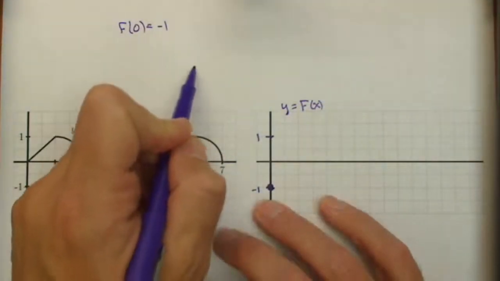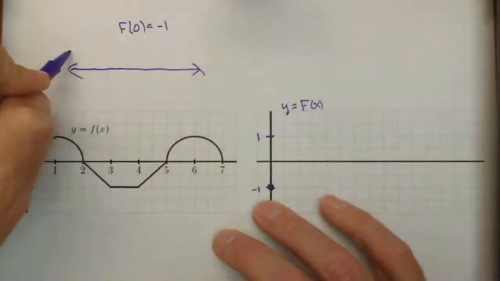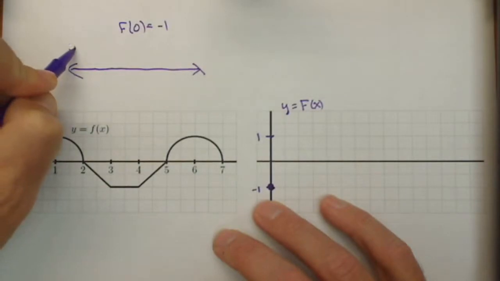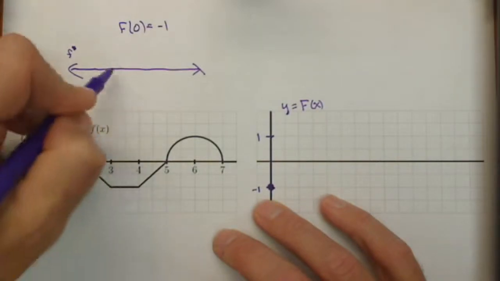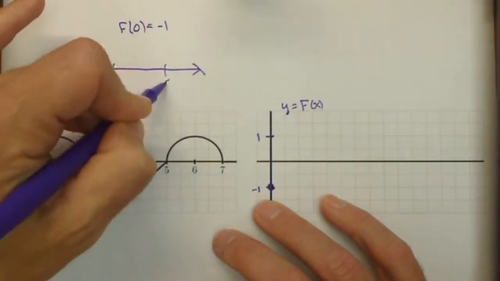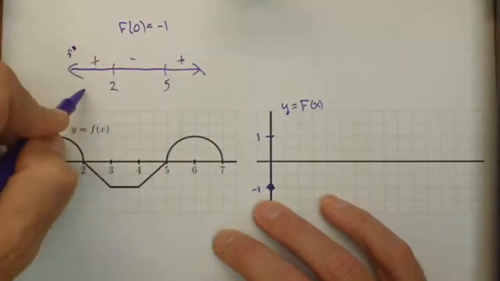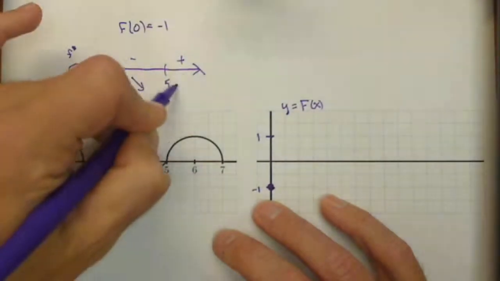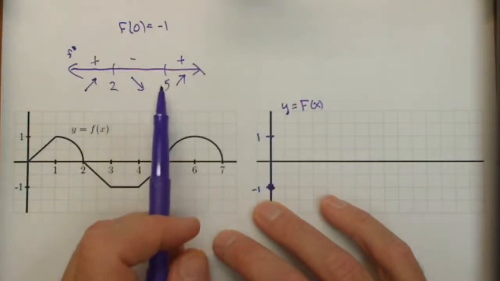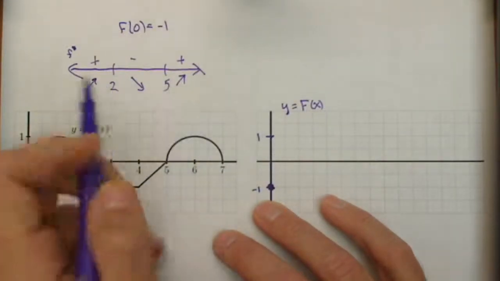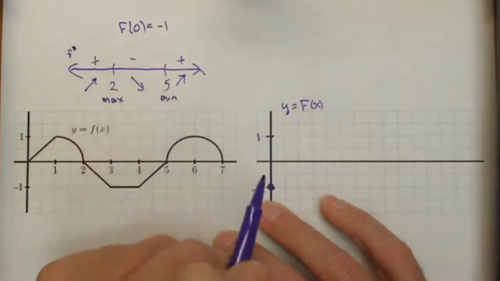So first off, let's figure out where capital F is increasing and decreasing. So we make our sign chart, and I guess we'll just call it little f. And let's look at where it's 0 first. 2 and 5. So it goes positive, negative, positive. So our function is going to go increasing, decreasing, increasing. So it's increasing from 0 to 2, decreasing from 2 to 5, increasing from 5 to 7. So we have a max at 2, and we expect to see a min at 5.